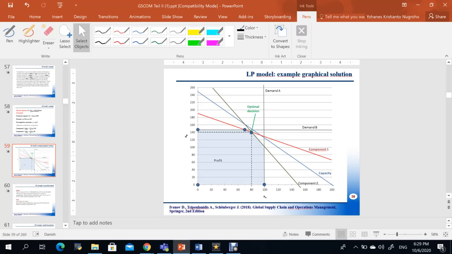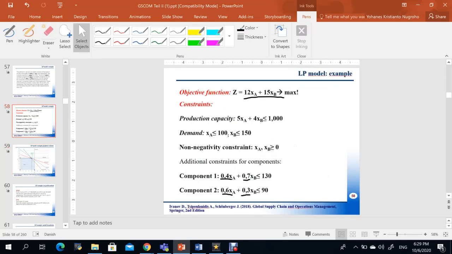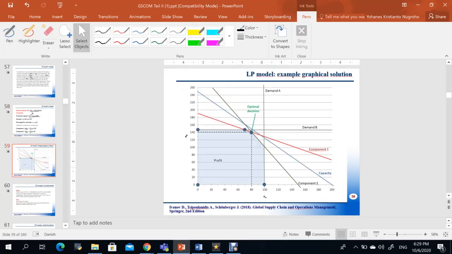First, we need to consider constraint number 1: 5xa plus 4xb less than or equal to 1000. Let's suppose xa equal to 0, then xb equal to 250. And then if xb equal to 0, then xa equal to 200. And then we can plot 200 here and 250 here, and therefore we have the capacity constraint.